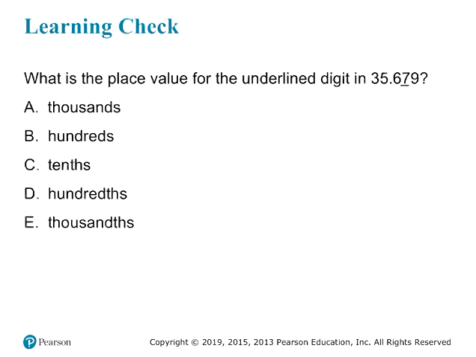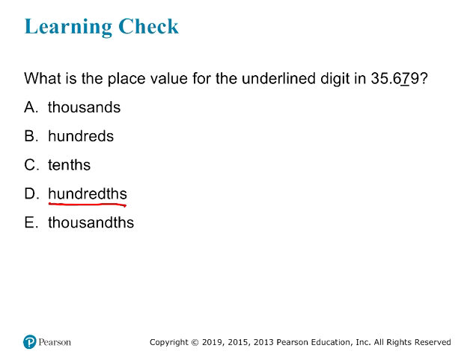So now let's do a practice problem. What is the place value for the underlined digit in 35.679? And the underlined digit is the 7. So feel free to pause the video if you want to think about it for a little bit. All right, so what is the place value for that 7? So that would be in the hundredths place.